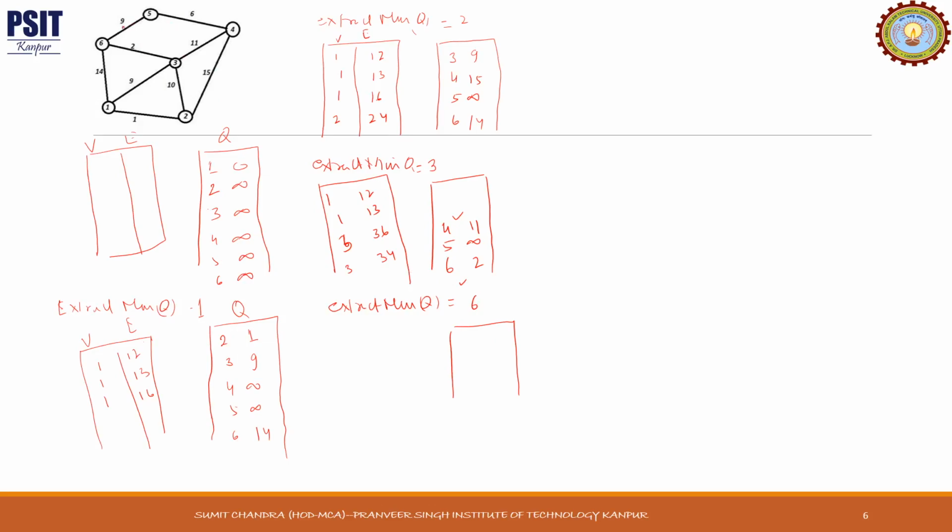So neighbor of 6 is 5, weight is 9, here weight is infinite, so obviously we'll update. Neighbor of 6 is 3, 3 is not in the list. Neighbor of 6 is 1, 1 is not in the list. So 5 is updated to 9, and 4 is 11. So obviously this will be also updated. So 1 2, 1 3, 3 6, 3 2, 3 4 and 6 2, 6 5.